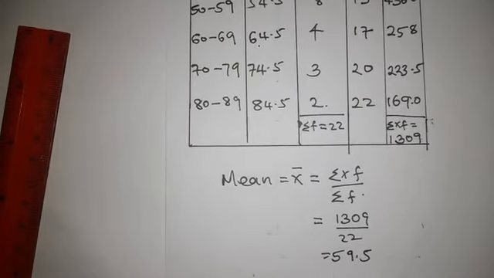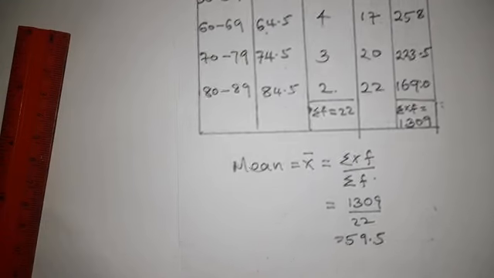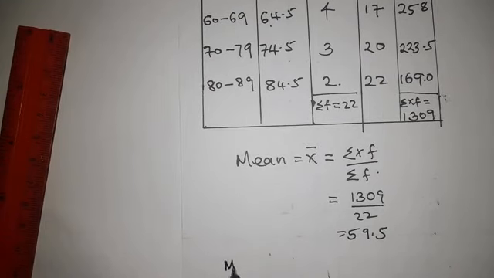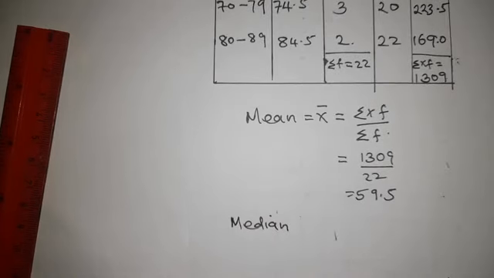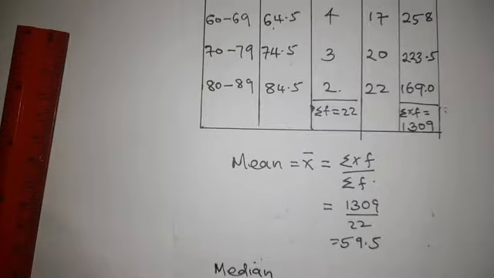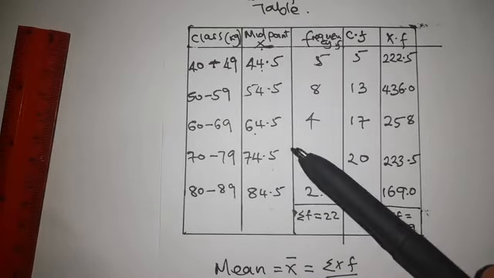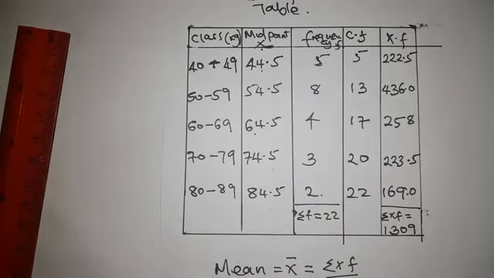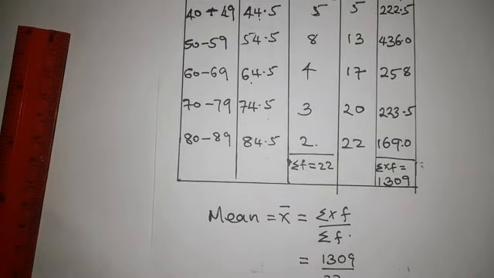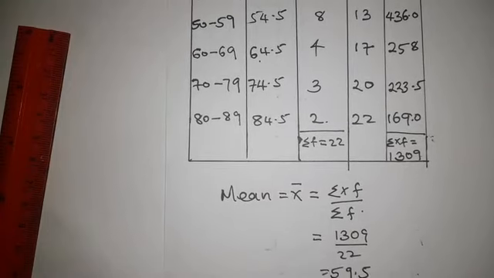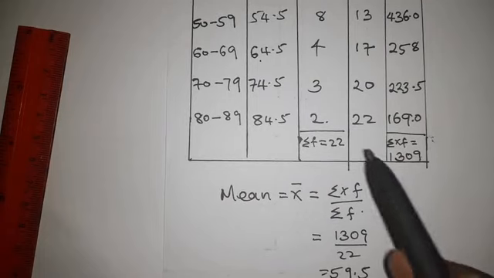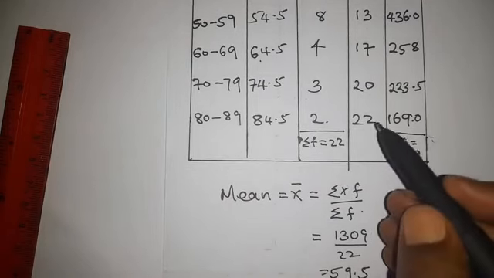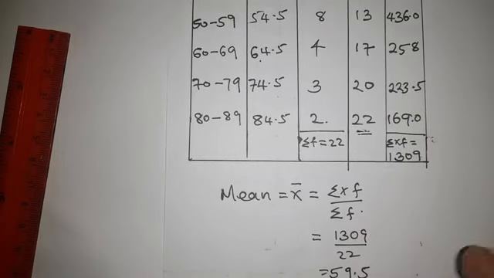Next, we are going to compute the median. How do you work out the median? Now, the median here is the middle value, and because it is on a frequency distribution table that has classes, we are going to take the middle value by taking half of n, where n is the cumulative frequency. N is 22.